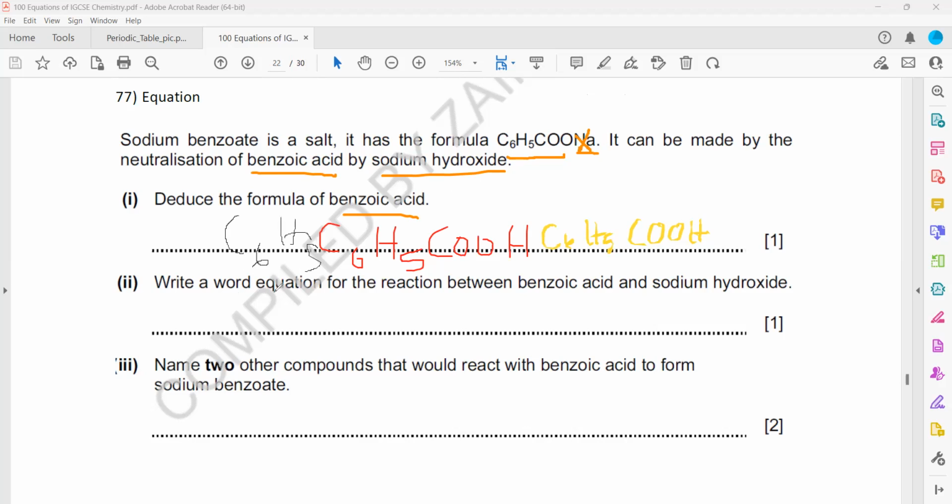Write a word equation, not a symbolic one, for the reaction of benzoic acid plus sodium hydroxide. You can write benzoic acid plus sodium hydroxide. It is like an acid reacting with an alkali or a base. It will give salt and water. So sodium hydroxide gives water plus sodium benzoate. The salt should also be there.